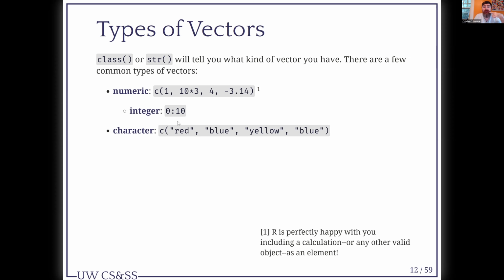Character data contains text. So a character vector like here, red, blue, yellow, blue, whatever, this is character data. R doesn't care what is inside this character data. To R, this is all just text. You can't do any math with it. You can't do any kind of operations with it. R is just like, this is something I don't know how to deal with, so you can put whatever you want in there.